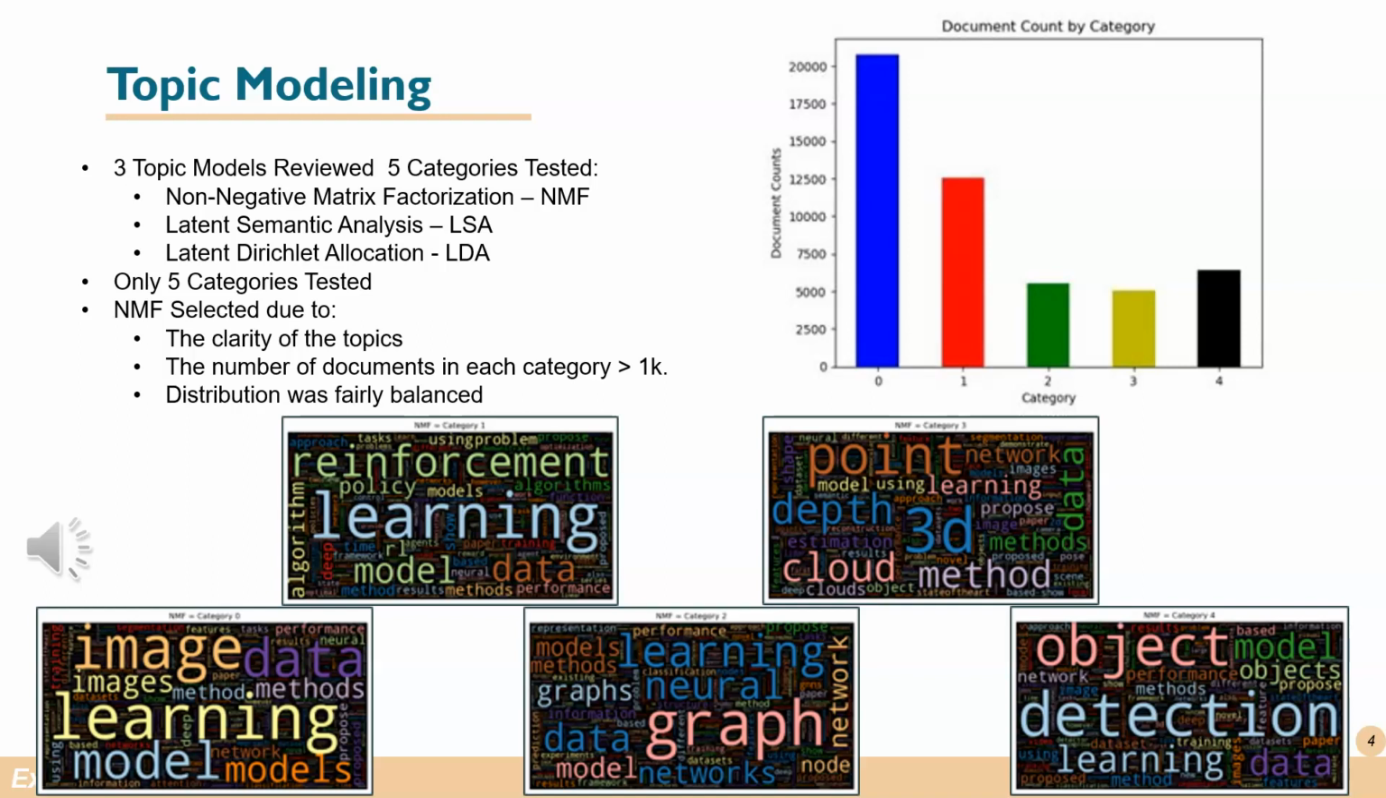We tried three popular approaches to topic modeling: non-negative matrix factorization, or NMF for short, latent semantic analysis, or LSA for short, and latent Dirichlet allocation, or LDA for short. After reviewing the results of each of these models, we found that NMF did the best at generating topics that were clear and represented the corpus the best.